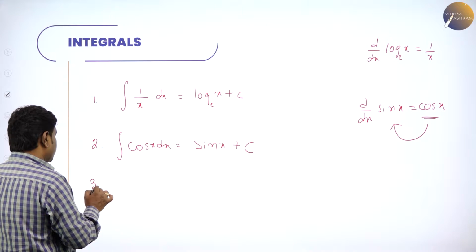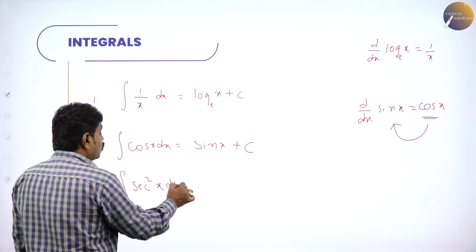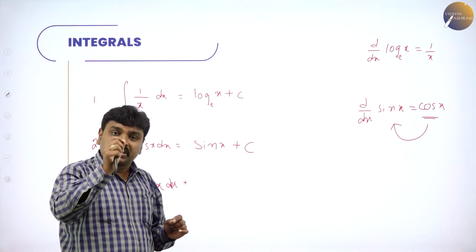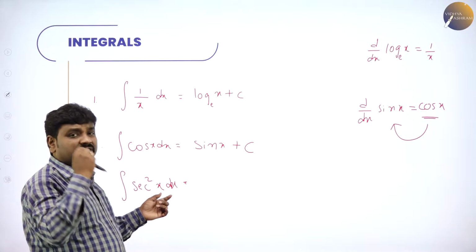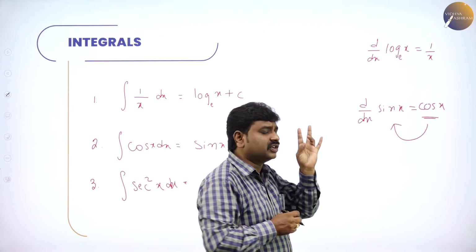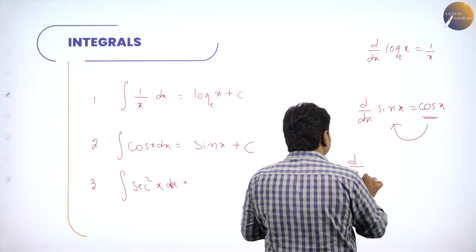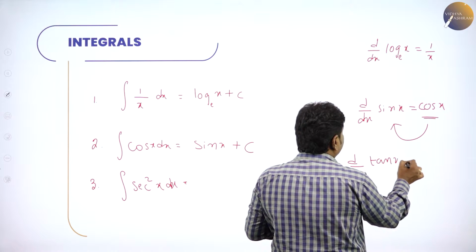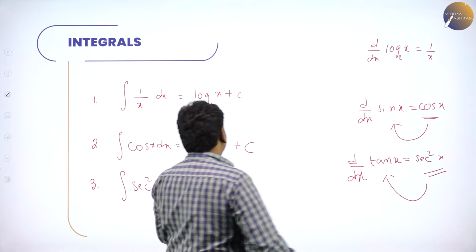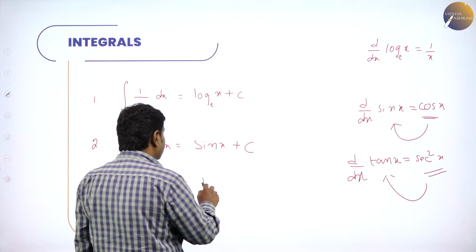Now similarly, if I ask you to find the integration of secant square x dx, what if I differentiate? I'll get secant square x. Think about which function, when we differentiate, gives secant square. So in the formula list, derivative of sin x is cos x. Derivative of cos x is minus sin x. Derivative of tan x is secant square x. Right? So if I integrate secant square x, I should get tan x. So to get secant square x, which should be differentiated? tan x. So the answer is tan x plus c.